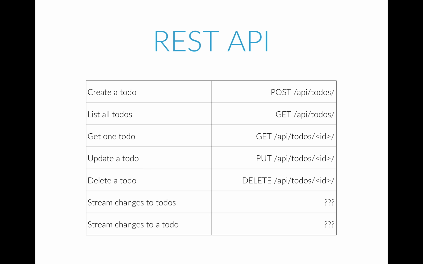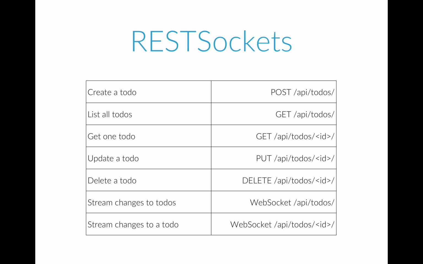but it doesn't tell us what to do if we have these real-time streams of events. This is where I want to coin a term. The term is RESTSockets. Take REST, add WebSockets to it to get real-time updates on the same resources that are being served out of the API.